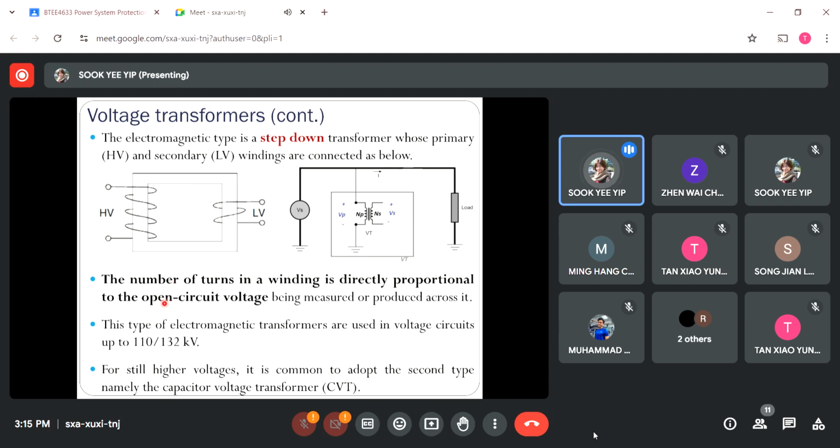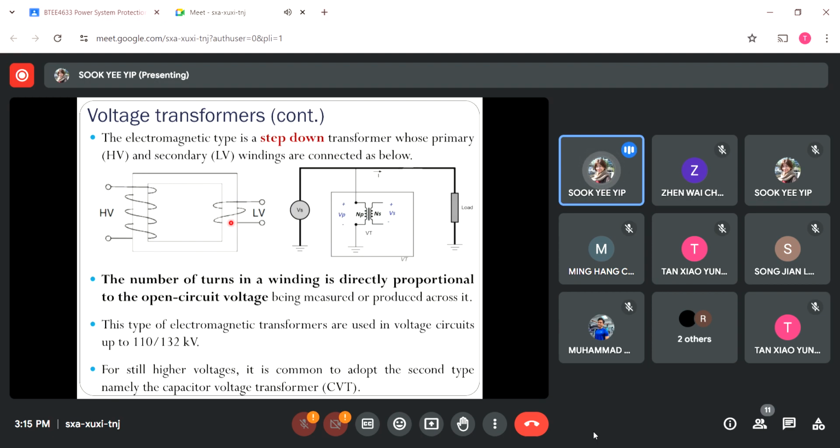Take note that the number of winding turns on both sides is directly proportional to the voltage value, or I should say the open circuit voltage value, measured across it. We know this is a step down voltage transformer, so to get a high voltage value at the primary side, the primary winding turns will be much higher compared to the secondary winding. You can see the secondary has a much lower number of turns, giving us the low voltage value. Based on this fact: higher number of turns, higher voltage. High voltage at the primary side, low voltage at the secondary side. That's how we construct the step down transformer.